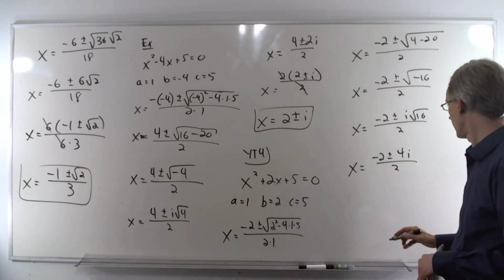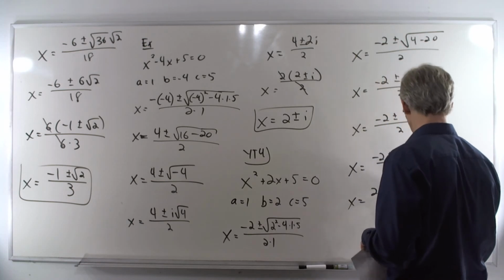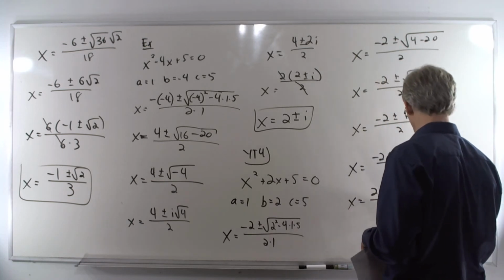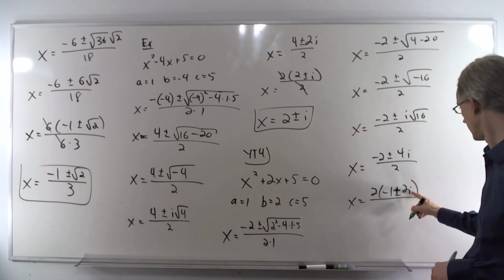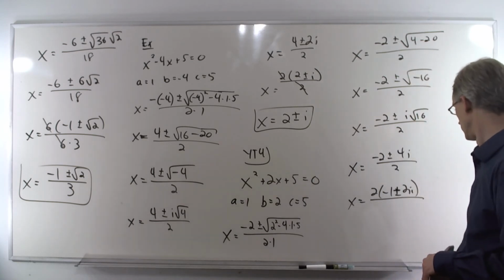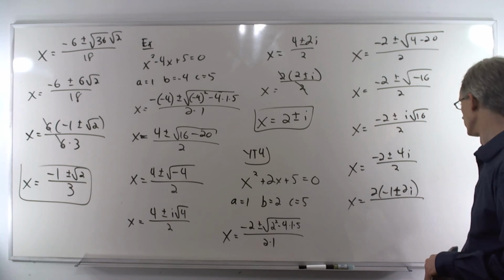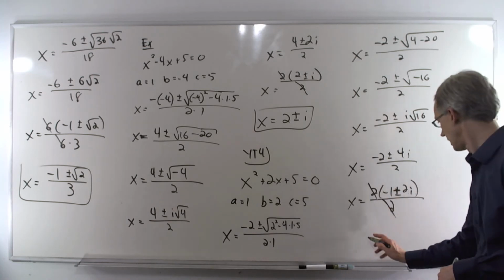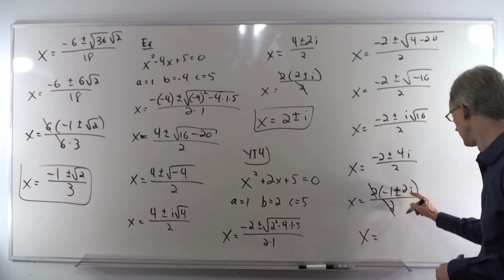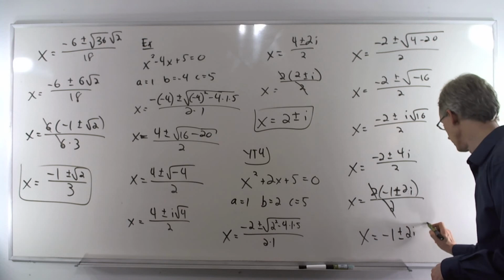Now we can factor 2 out of the numerator. So x equals 2 times negative 1 plus or minus 2i, all over 2. And now our 2's cancel, and we get x equals negative 1 plus or minus 2i.